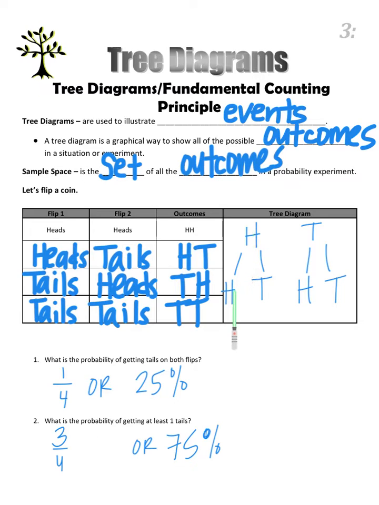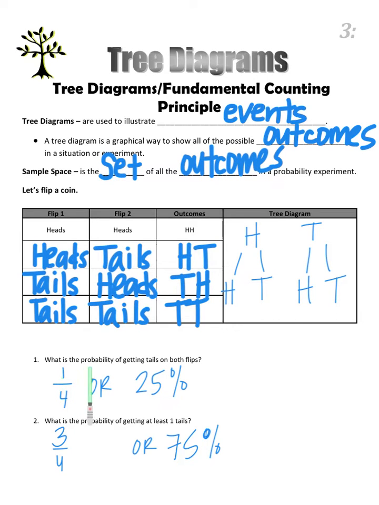You could have 2 heads if you flip it twice. You could have heads and tails, tails heads, or tails tails. Note though, the tree diagram could also be drawn horizontally. This one's vertically up and down, but it could also be horizontally.